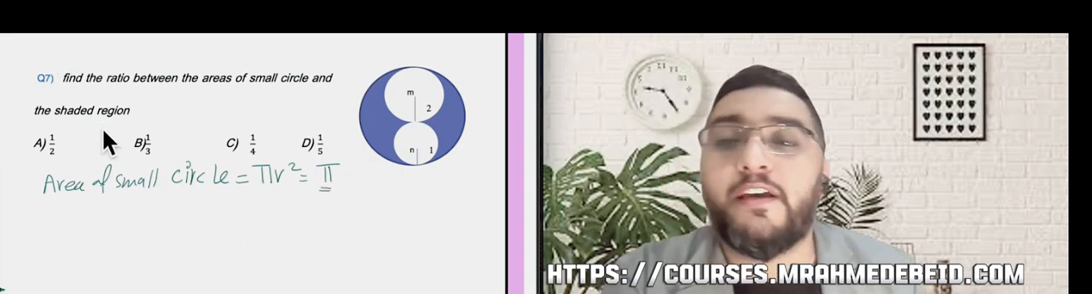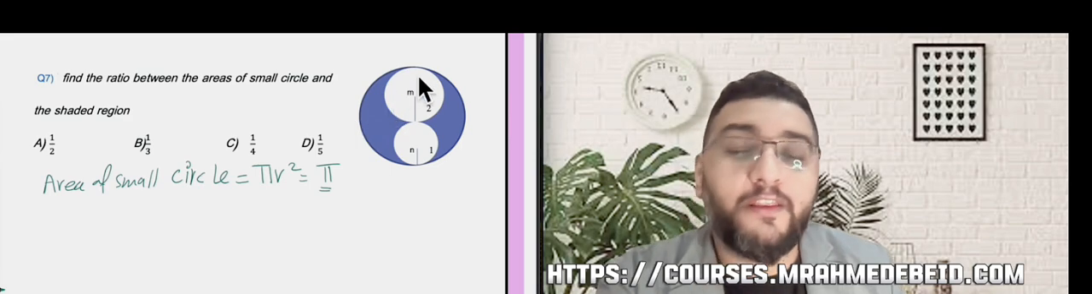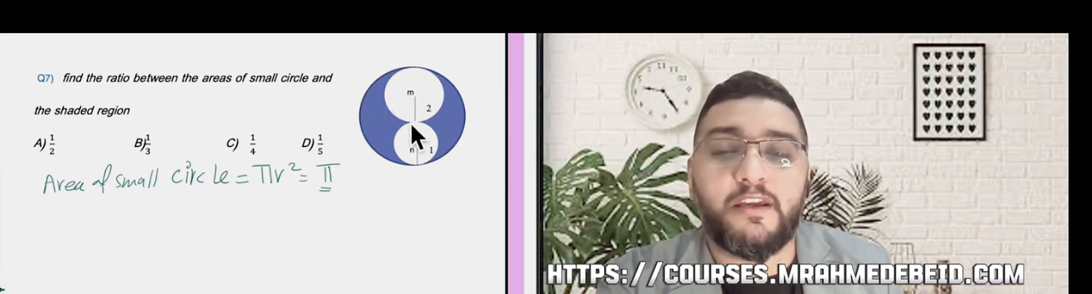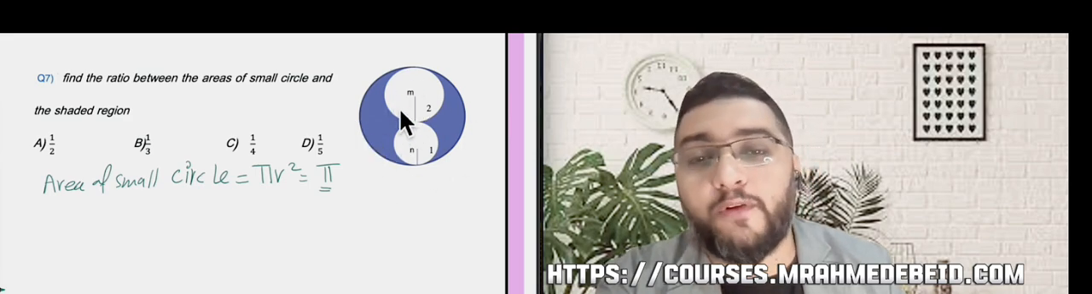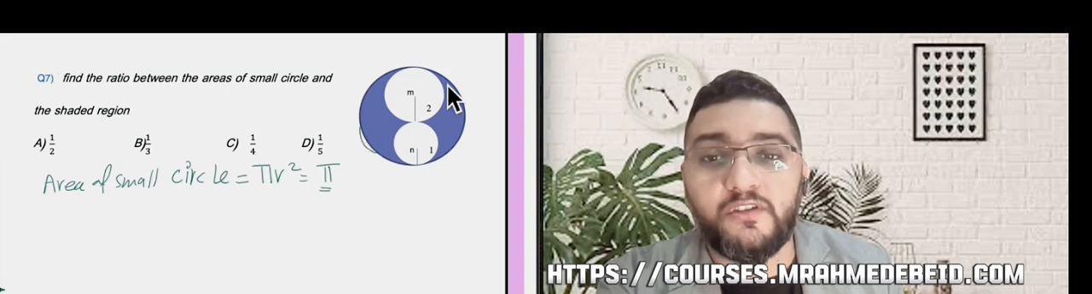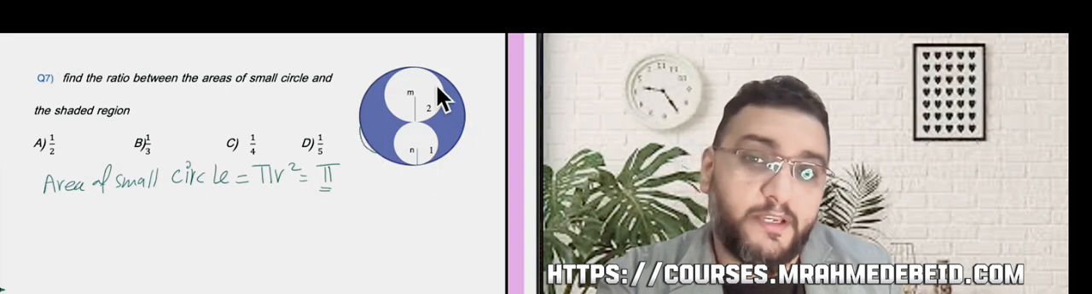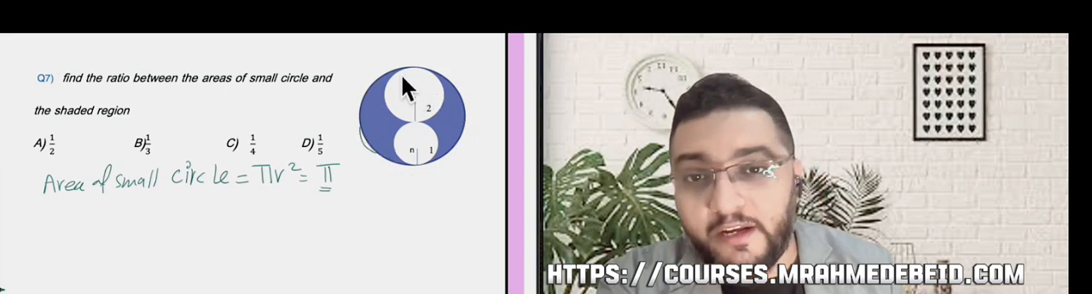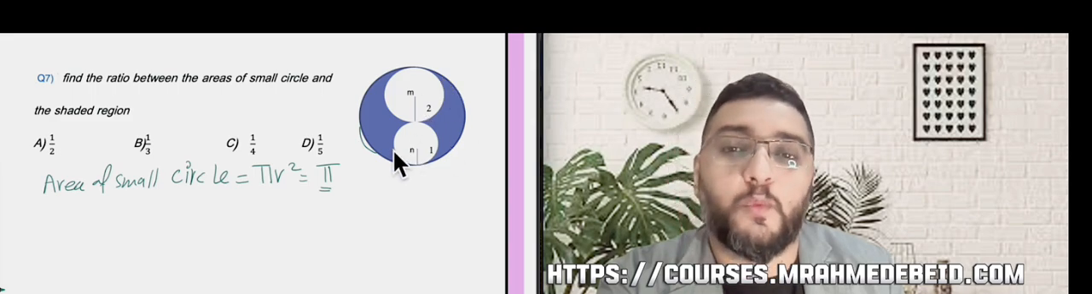Now if you want to find the area of the shaded region, you will find the area of the whole circle minus the area of the two small circles. This is the largest circle, the biggest circle. You will subtract the area of the two smaller circles from the area of the big circle.